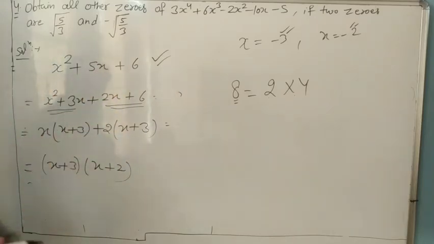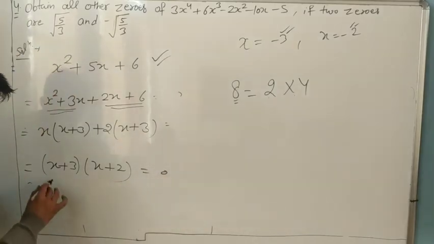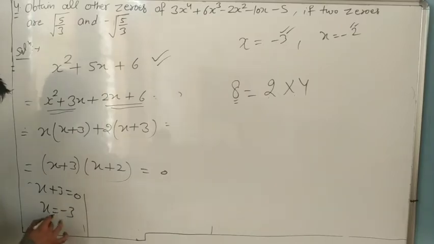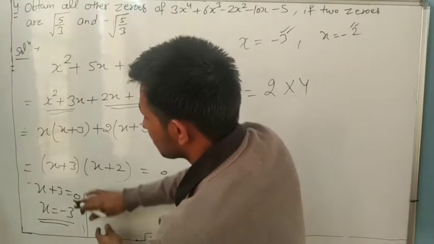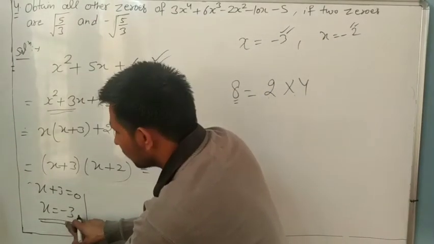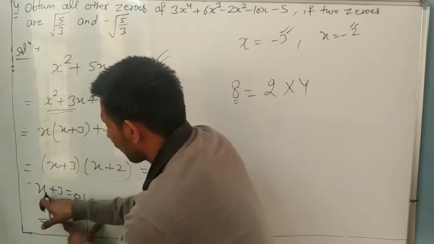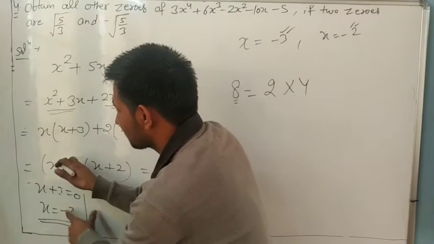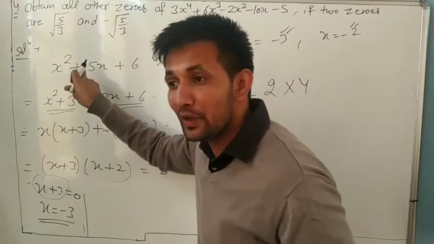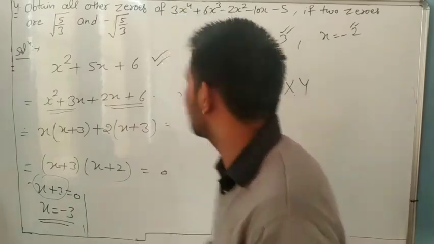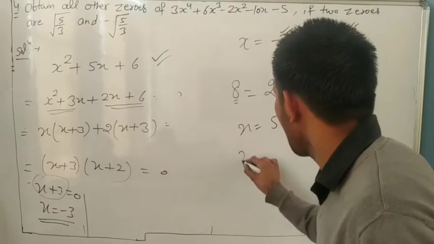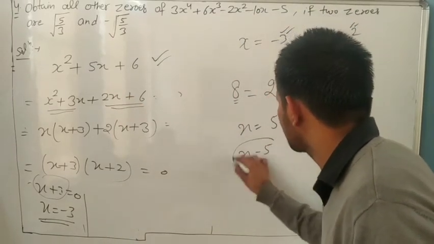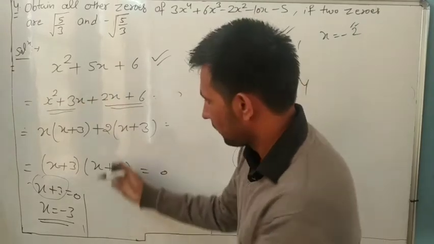Okay? Or otherwise, if you find zeros, look at x plus 3 equal to 0, x equal to minus 3. Can you write in the reverse process, starting from x equal to minus 3 as a zero, minus 3 on the other side becomes positive, so x plus 3 equals 0. It means x plus 3 is a factor of this one. If any zero is given, suppose x equal to 5 is a zero of this quadratic polynomial, it means x minus 5 is a factor of this one.